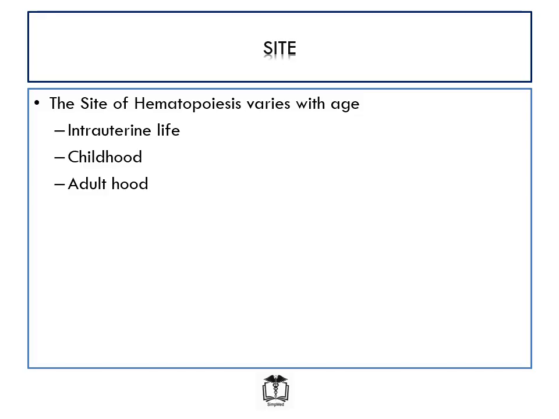Hematopoiesis as a process tends to occur at varying sites depending on age. In the intrauterine life, there are about three major sites where hematopoiesis tends to occur. In childhood and in adulthood, we have hematopoiesis occurring largely in the bone marrow but at different parts of the bone. So we'll talk about that in the next slide.